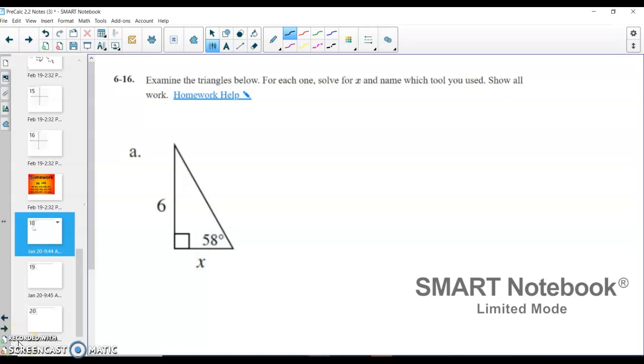All right, here is problem 6-16 from homework 612. We're going to work through A, B, and C, starting here with part A. In part A, we have a right triangle with an angle, a side, and a missing side. That's when we're going to use our trigonometry, and this is where Sohcahtoa can come in to help us.